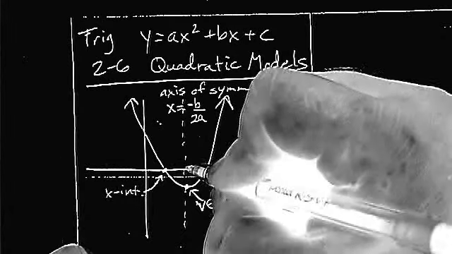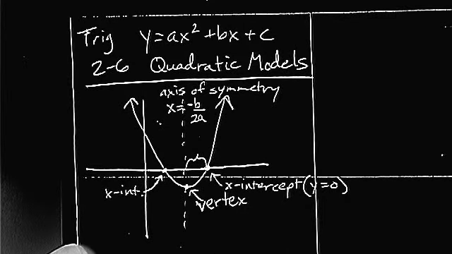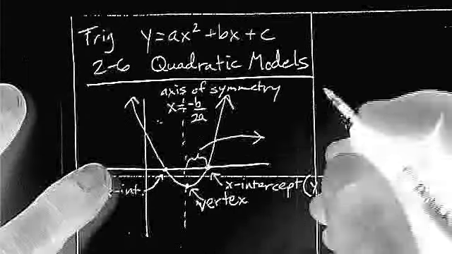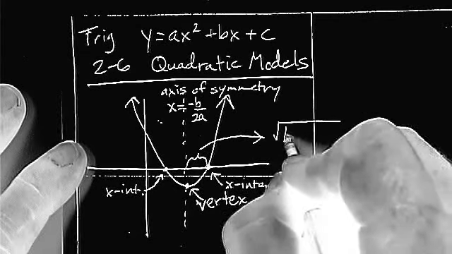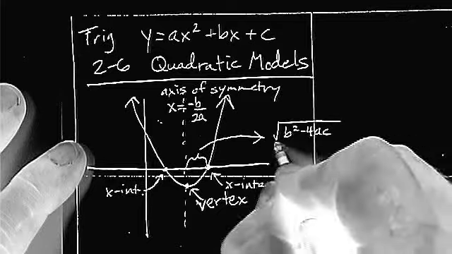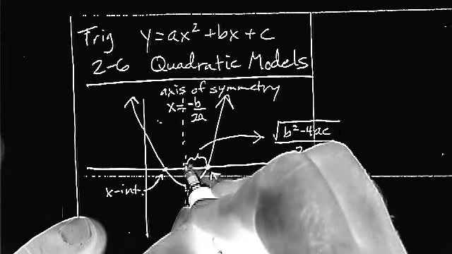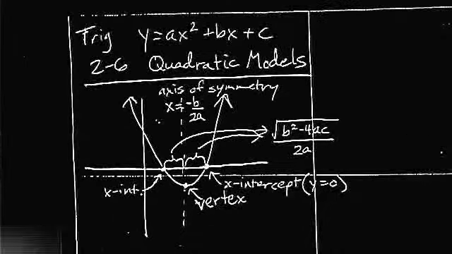Now, this distance right here from the middle to that x-intercept is equal to this: square root of b squared minus 4ac all over 2a. Now, this distance from here to here is also the same as that thing. But notice that I'm emphasizing it's the distance.